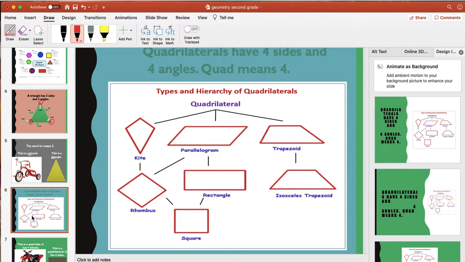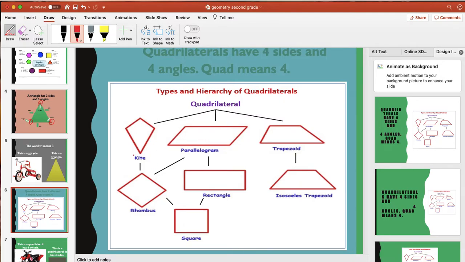Another word that you might not know, it's called a quadrilateral. It's kind of a hard word. Quadrilateral. So a quadrilateral is like a family. And in this family, all of its members have 4 sides and 4 angles. So quad means 4. Just like how we said tri means 3, well, quad means 4. So as you can see here, here's our family of quadrilaterals.